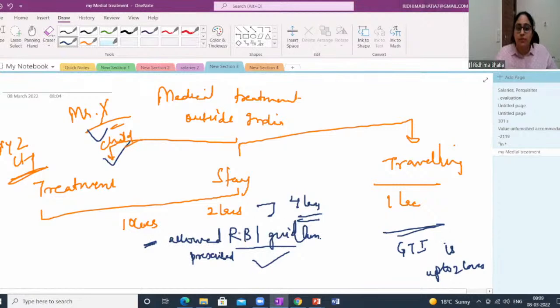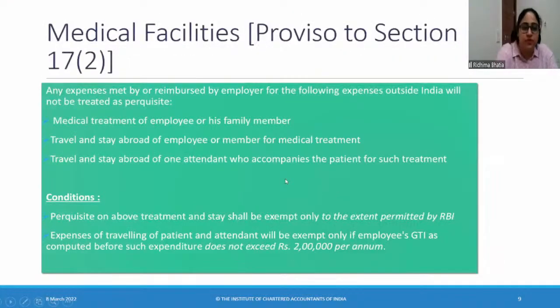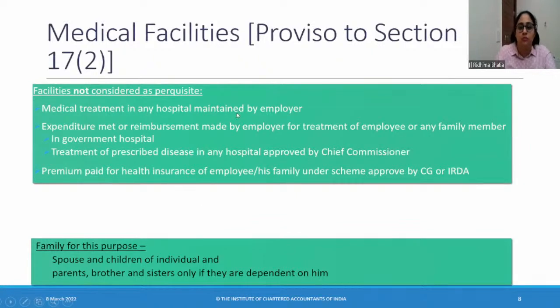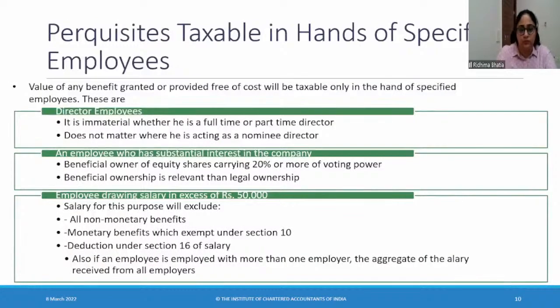Summarizing, exemption up to RBI prescribed limits for treatment and stay; traveling only when the GTI is up to 2 lakhs, otherwise the traveling value would be a taxable perquisite. And before that, medical facilities in India, which we have already discussed: maintained by the employer, in government hospital, approved by the chief commissioner, specific ailments, only these would be exempt for the employee or any of his family members, remember. Family means employee, spouse and children plus dependent parents, brother and sister.